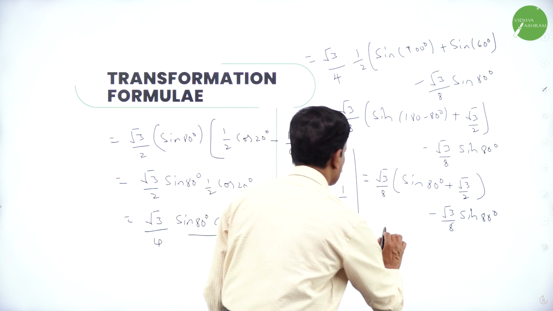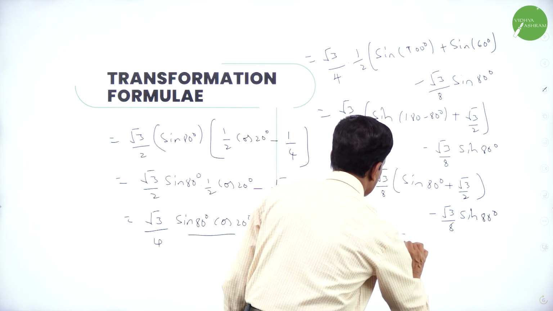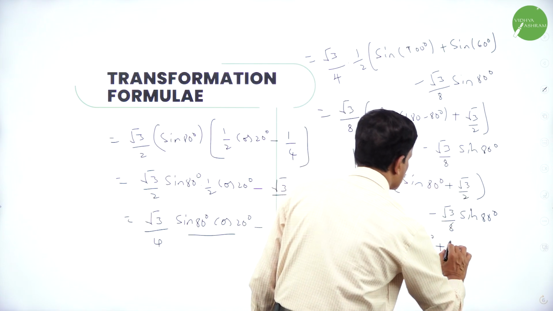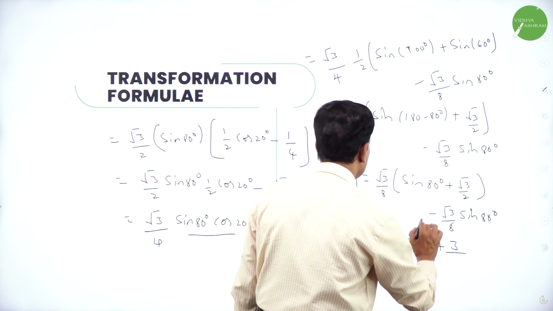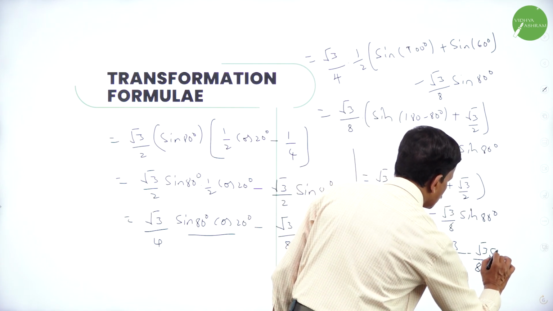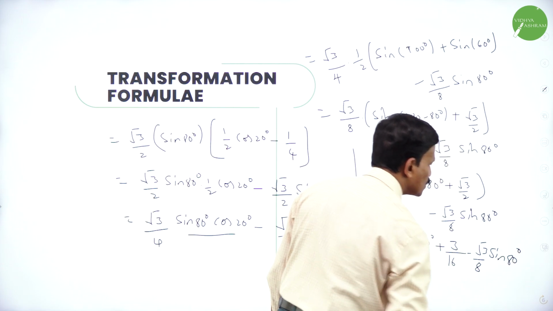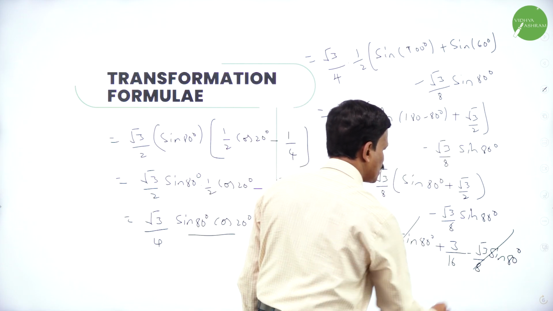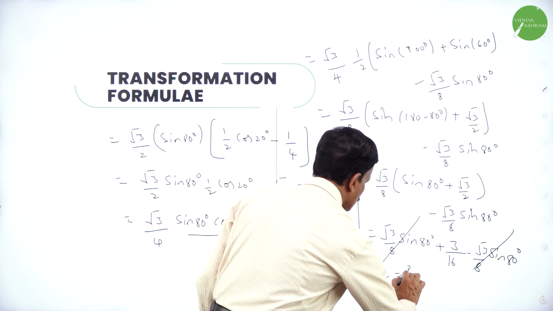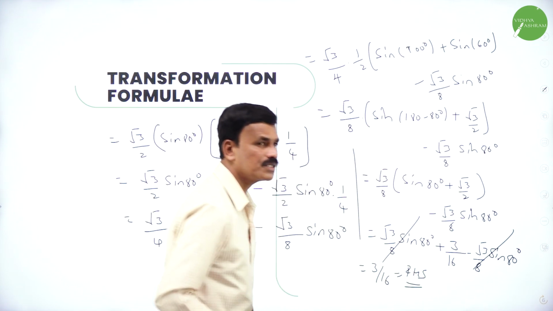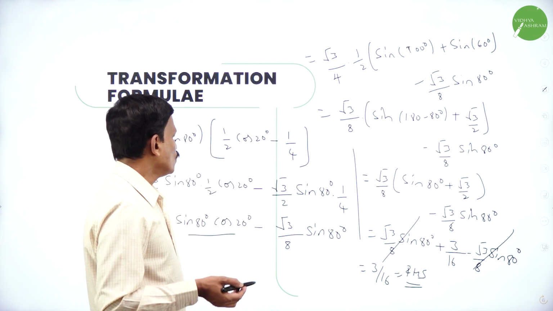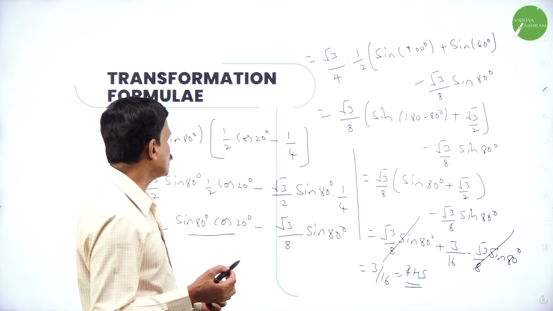So this is equal to root 3 by 8 sin 80 plus root 3 into root 3, root 3 whole square is 3, divided by 8 into 2 which is 16, minus root 3 by 8 sin of 80 degrees. Now plus root 3 by 8 minus root 3 by 8 gets cancelled. This is equal to 3 by 16, which is the required RHS. That's it. So this is a very important problem. Hope you followed. Now move to the next problem.